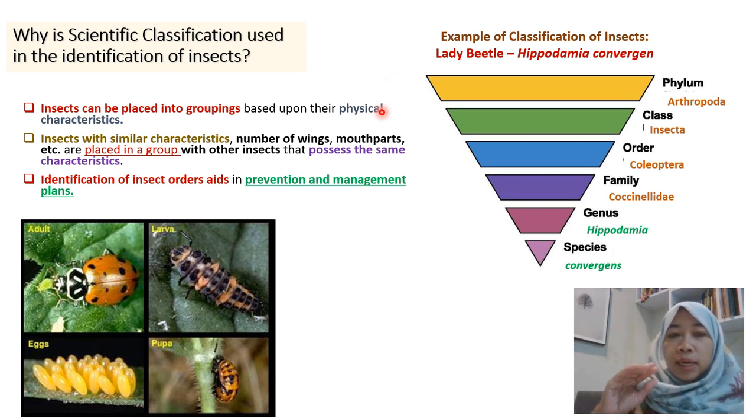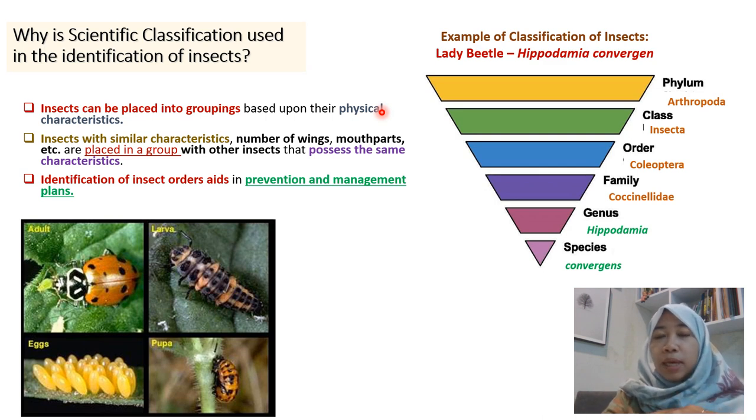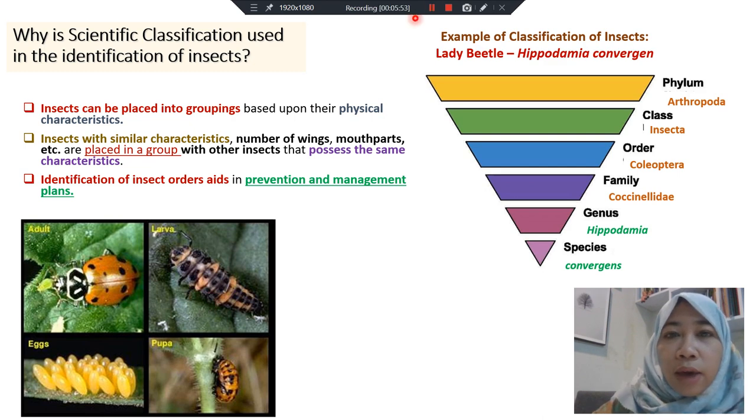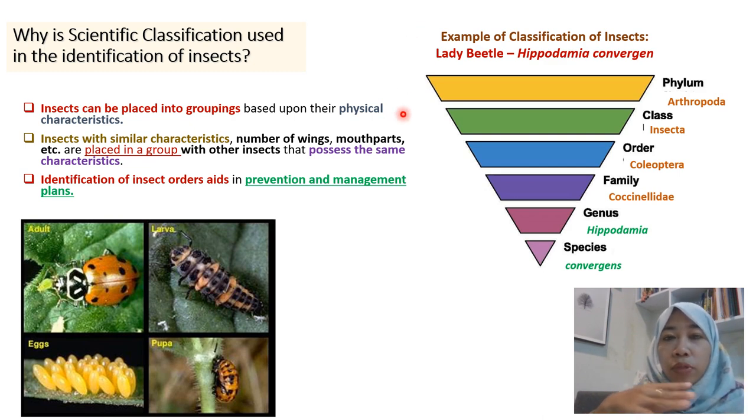For example, how to make a grouping of insects. I have insect A and insect B. Insect A's adult has a siphoning mouthpart, with a spiral shape. And insect B is the same, with a circular shape of the mouthpart, and the mouthpart type is siphoning. So they are in the same order, okay?